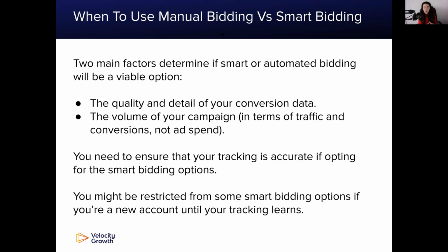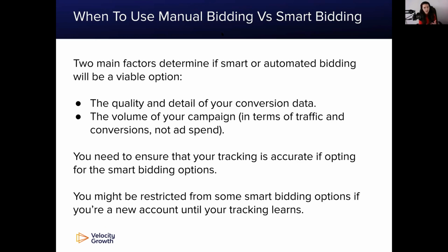You might also be restricted from some smart bidding options if you're a new account until your tracking learns a bit more. So you'll see sometimes if you try to do a target cost per acquisition or target ROAS or things like that, it'll spit back an error message at you saying you don't have enough data for this yet.